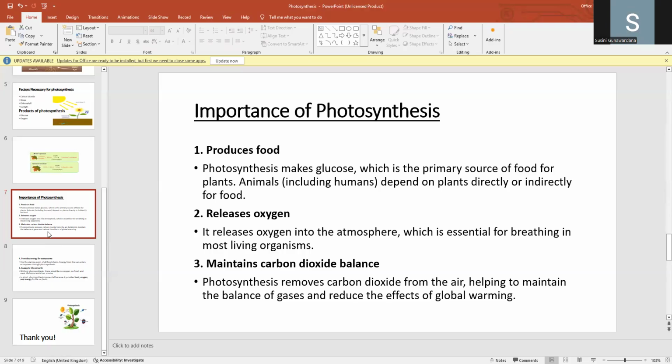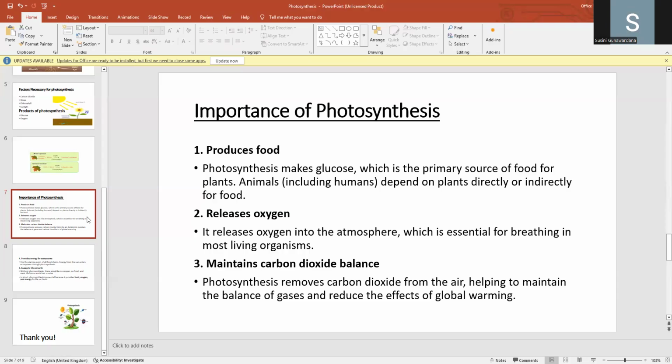We'll see. The first one is producing food. Photosynthesis makes glucose. It is the primary source of food for plants. Animals, including humans, depend on plants directly or indirectly. And the second most important thing is releasing oxygen. Without oxygen, can we live? No.